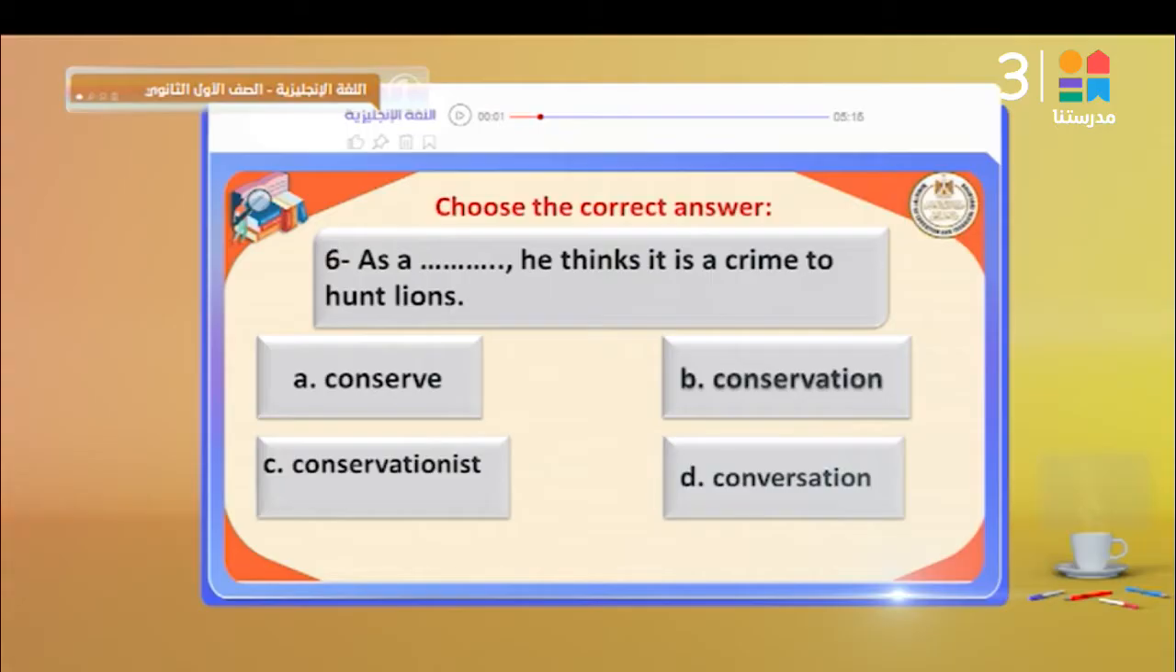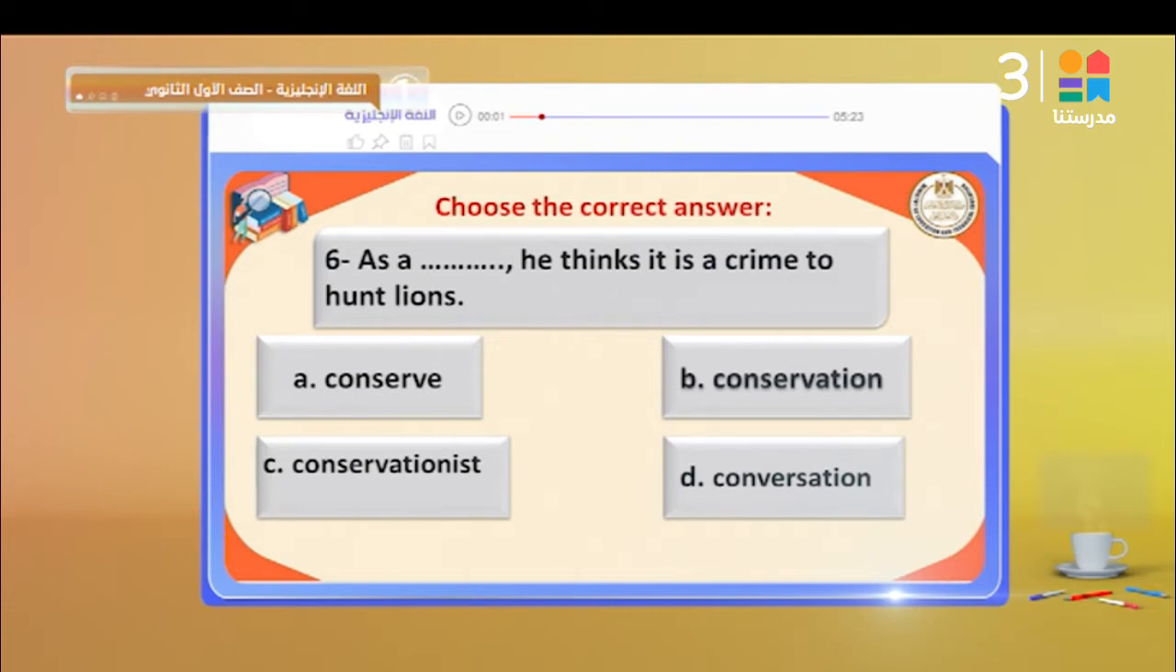Okay? Question number 6. As A, he thinks it's a crime to hunt lions. It's a crime to hunt lions. So who thinks that it's a crime to hunt lions? Of course, someone who works for conserving the environment.